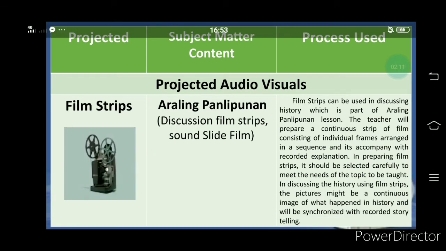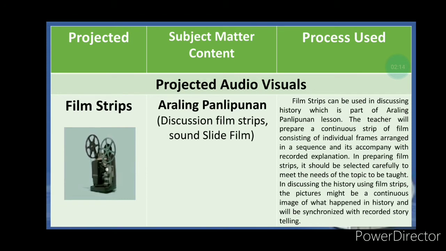The next one is film strips. It is a series of sequence slides on a piece of film covering a large portion of a lesson. 20 to 50 slides or frames are on about 0.5 meters to 1.5 meters long film strip. Here's the process as it is used during discussion in Araling Panlipunan. Film strips can be used in discussing history, which is part of Araling Panlipunan lesson.